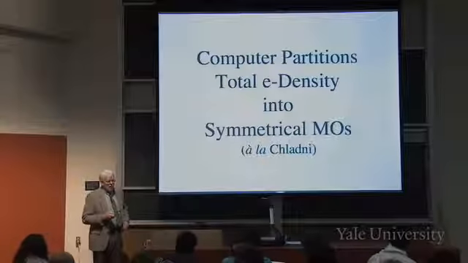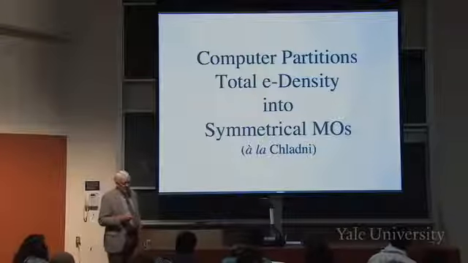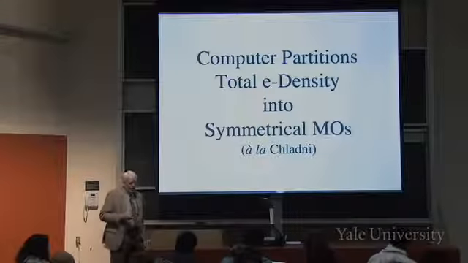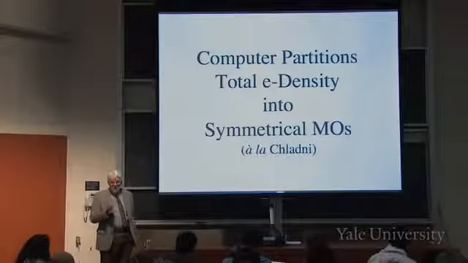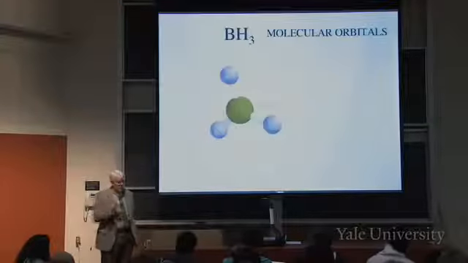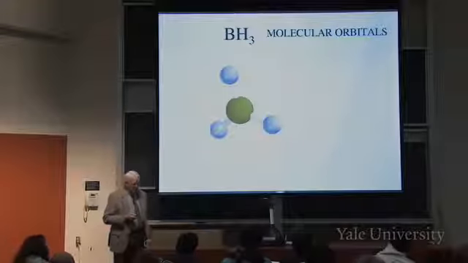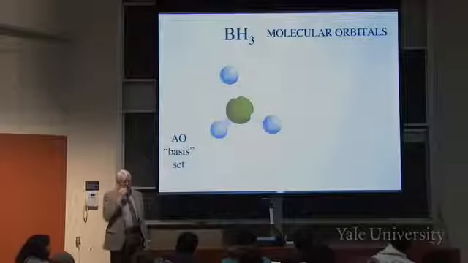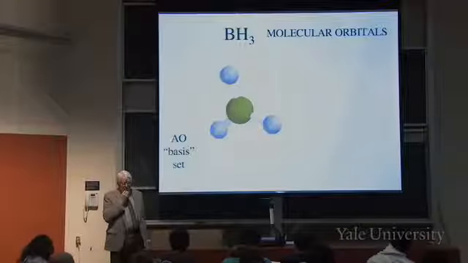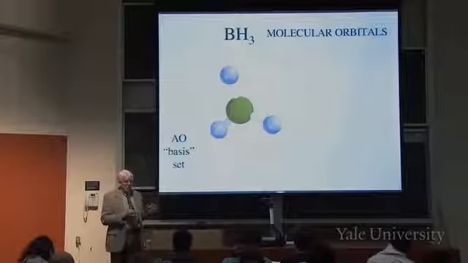Now let's look at how the computer breaks that up into molecular orbitals in a calculation like this. So it makes symmetrical molecular orbitals like Chladni things with nodes. We've seen lots of those. So here's the framework, BH3, and we're going to look at the molecular orbitals the computer calculates. And we're going to make those molecular orbitals by adding up atomic orbitals, linear combination of atomic orbitals.